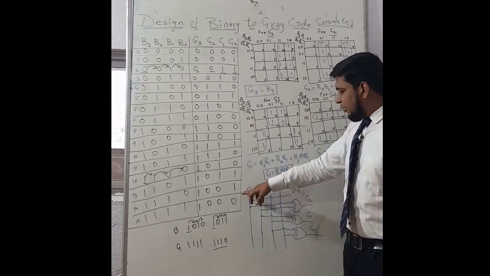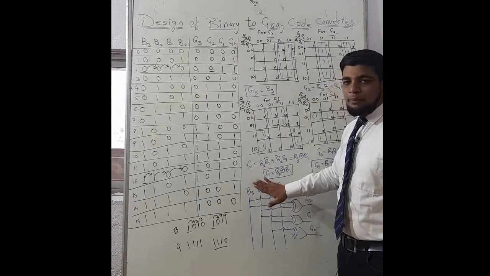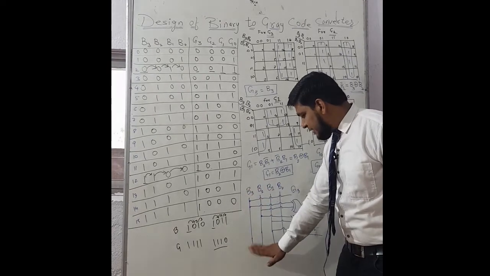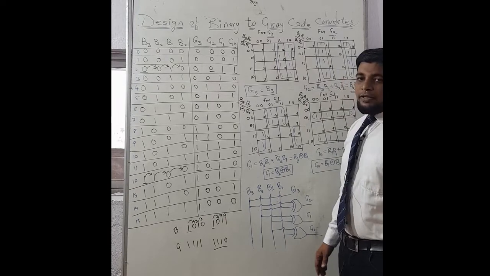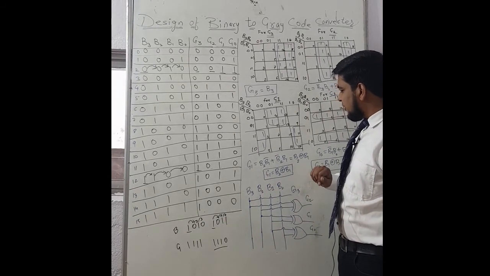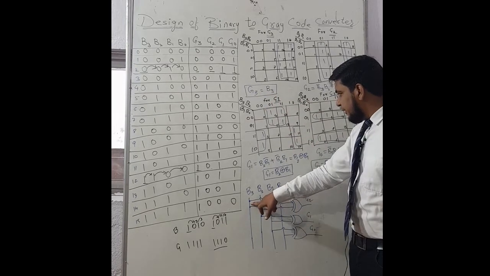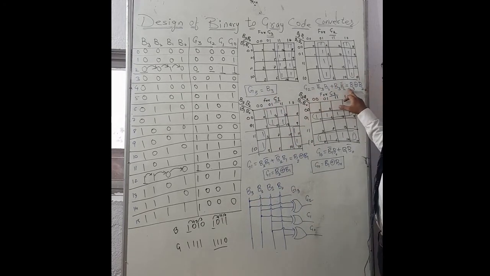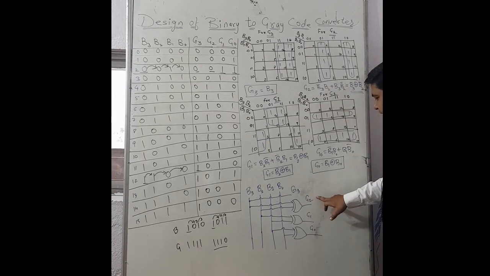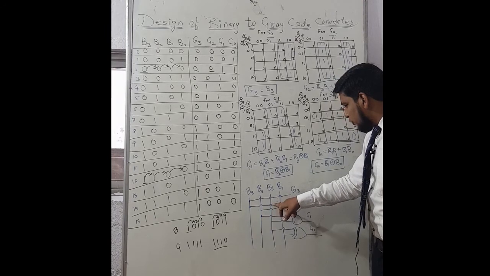Here, what are the inputs? We need to take the inputs as B3, B2, B1, B0. All are binary numbers. We are taking these numbers as they are. Then we have to extract this information for the outputs. G3 is equal to B3, so G3 is connected to B3. Next, G2 is equal to B3 XOR B2. G3 is equal to this B3 coming from this side. This shows there is no connection between them.